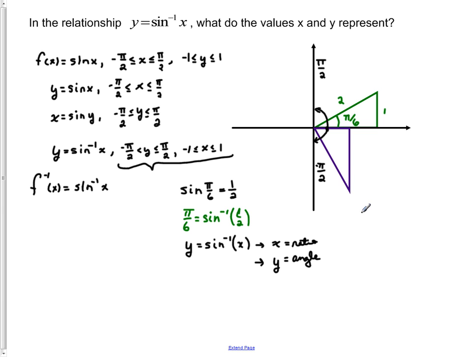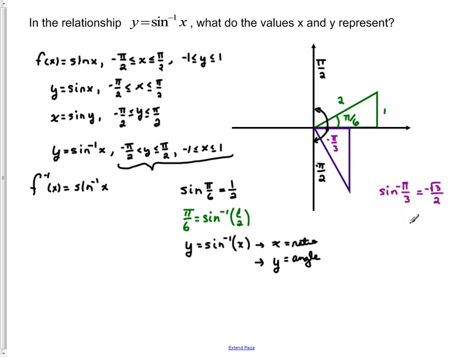So we might be interested in finding out, well, what would this relationship be? Let's pick an angle that we know down here. Let's go with negative pi over 3. What would we say about that angle? Well, I know that if I took the sine of negative pi over 3, that would give me negative root 3 over 2.